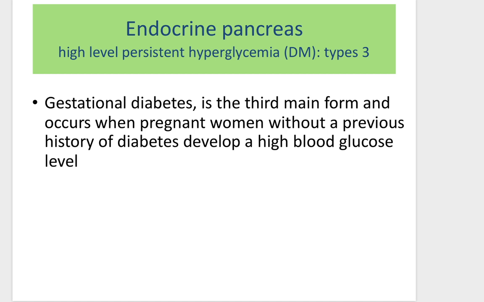And type 3, or gestational diabetes, is the third main form and occurs when pregnant women without previous history of diabetes develop a high blood glucose level. If a female previously had diagnosed diabetes, hyperglycemia during pregnancy does not mean gestational diabetes. It refers to her main disorder, her diabetes mellitus, type 1 or type 2.